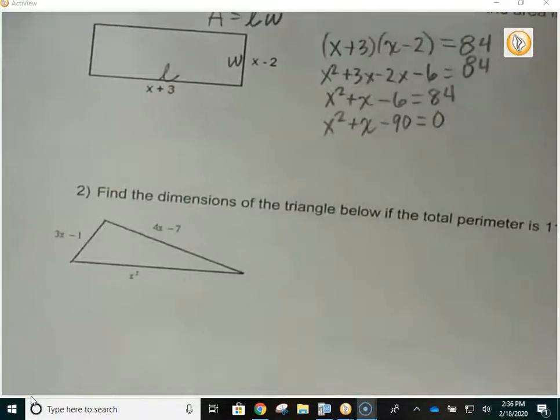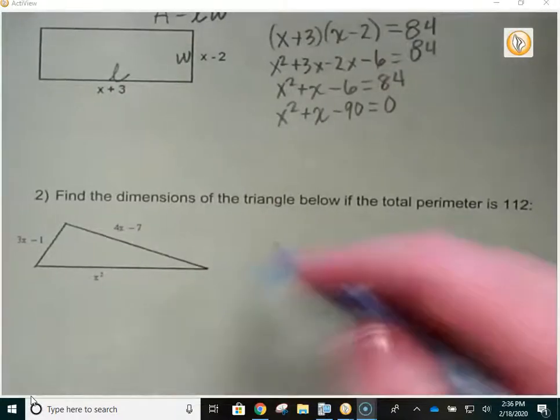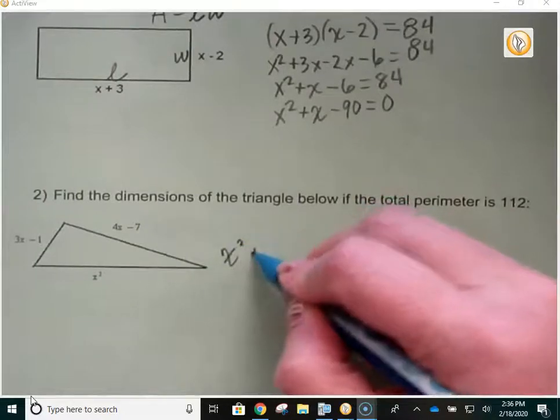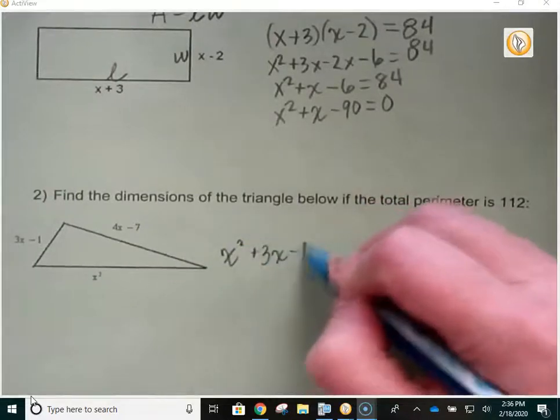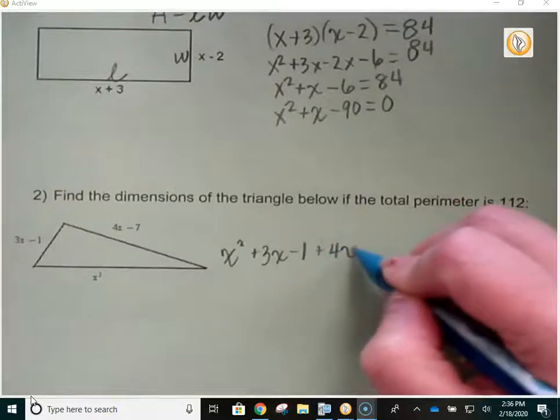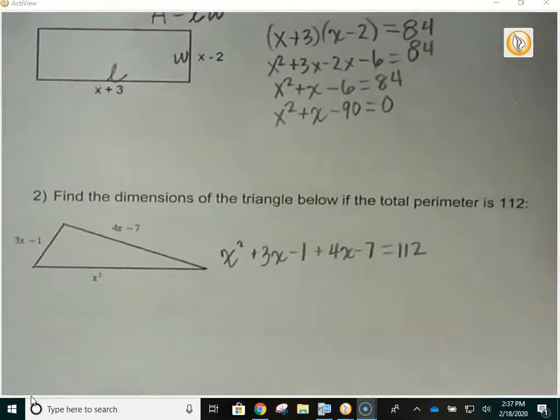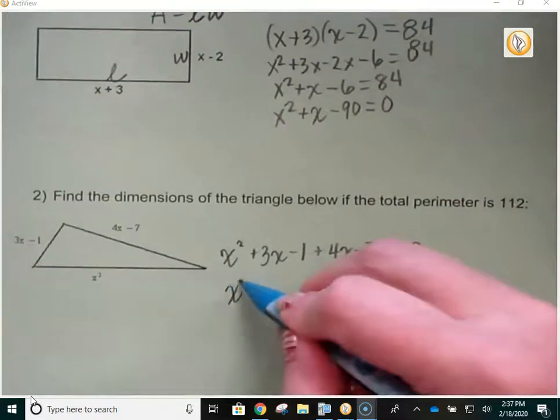Then it says to find the dimensions of the triangle below if the total perimeter is 112. Well, to find perimeter, you just add up all of your sides. So we have x squared plus 3x minus 1 plus 4x minus 7 equals 112. It's all set up. Now you just do your math.